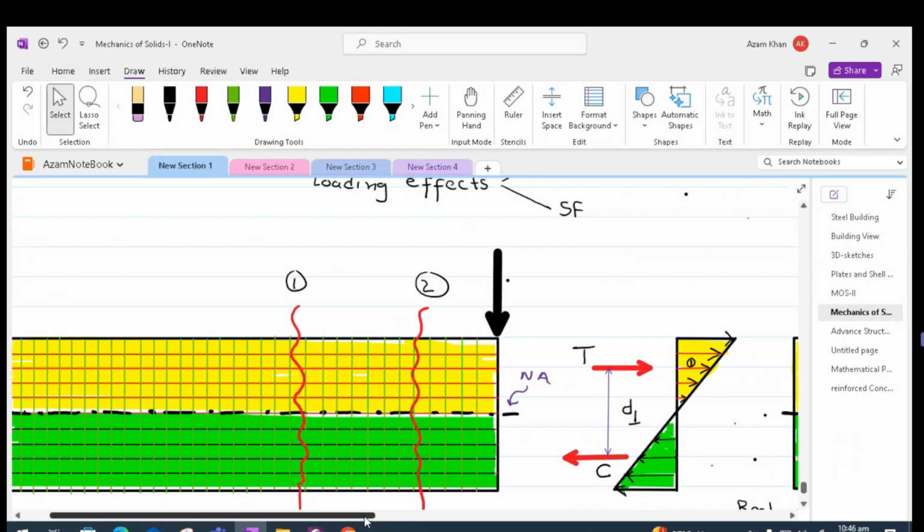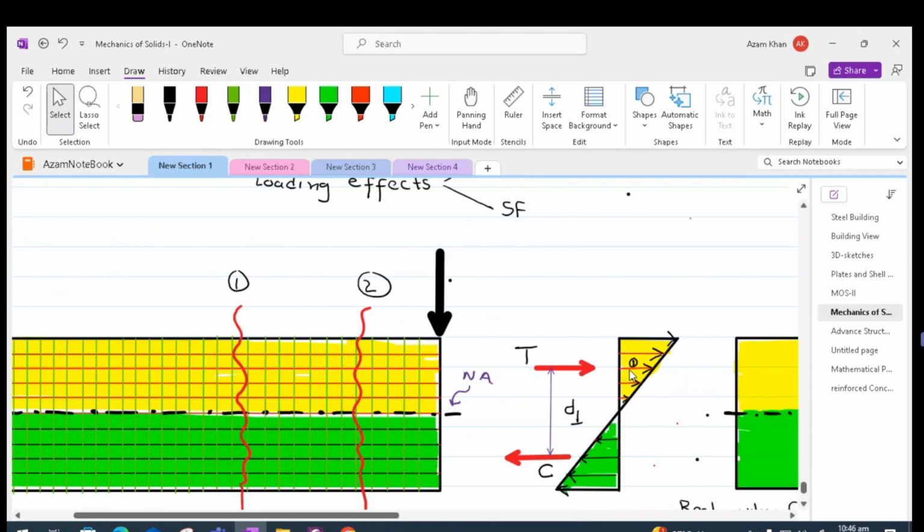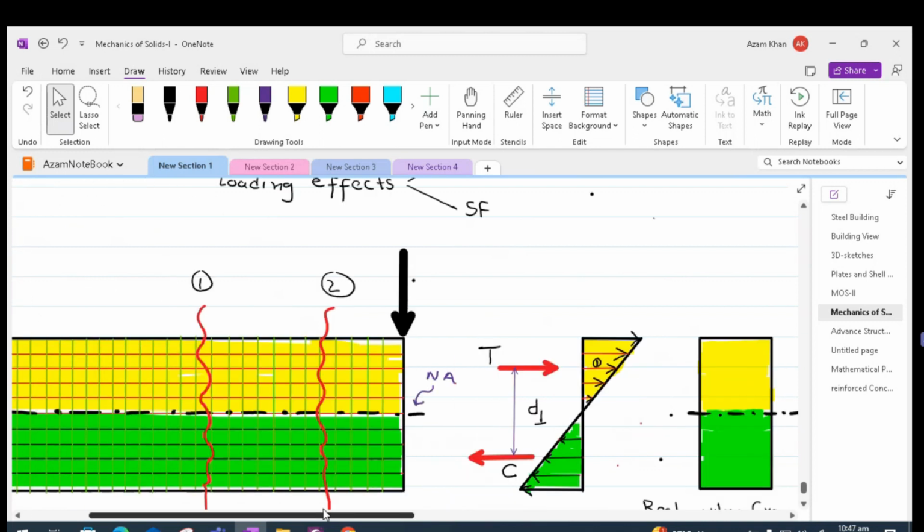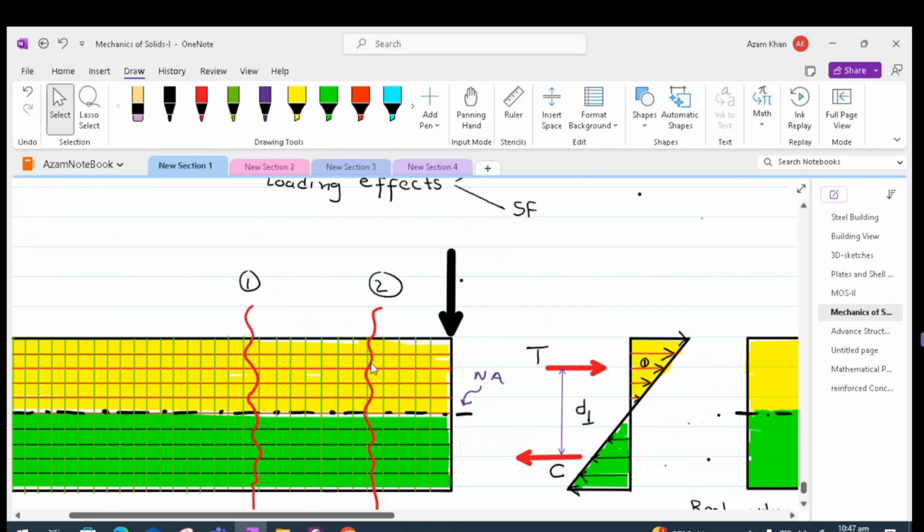Now imagine we pick one point which we call 1, or this is just a randomly chosen fiber. The fiber is located above the neutral axis, so this fiber would be in tension, and there would be some tension force on this fiber. We call that tension force T1. So the fiber would have a tension force T1 at section 1, and at section 2, the same fiber would have tension force T2.